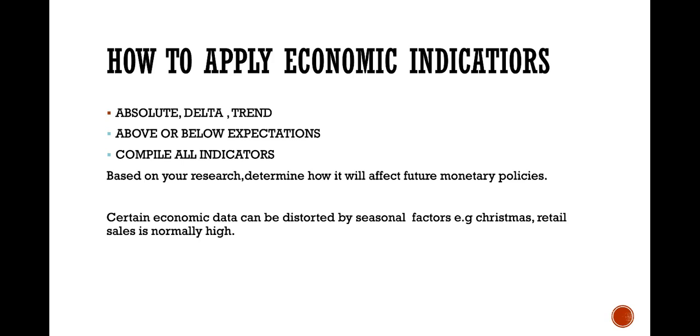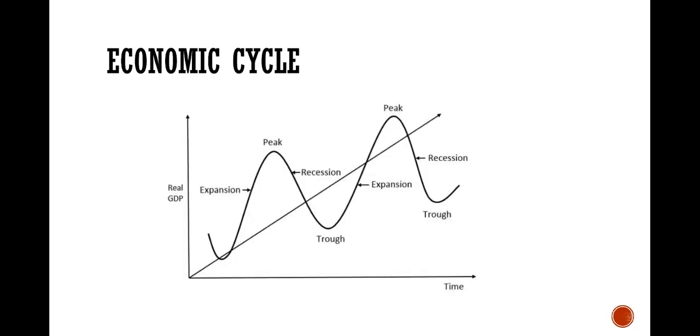So certain economic data can be distorted by seasonal factors, like your Christmas. Definitely your travels are high. Your retail sales are normally high. People buy more than normal, and all of those things increase retail sales. So you can't really use that and factor it into the monetary policy. That's a seasonal factor. Yeah. So do you guys understand all we've been saying so far?